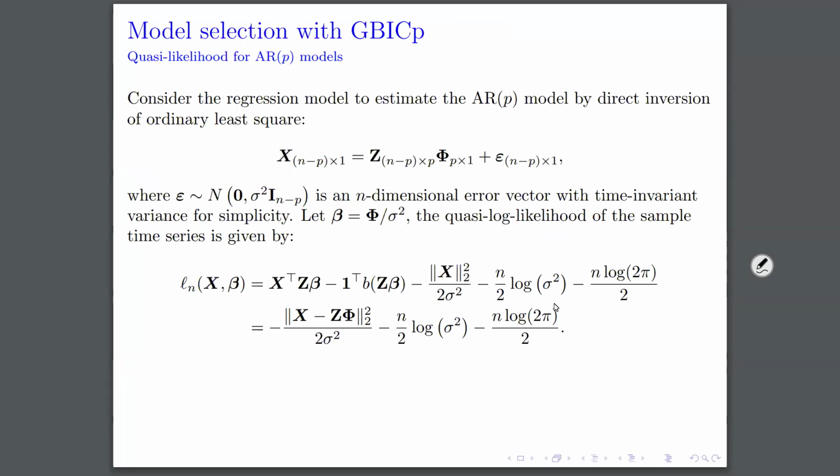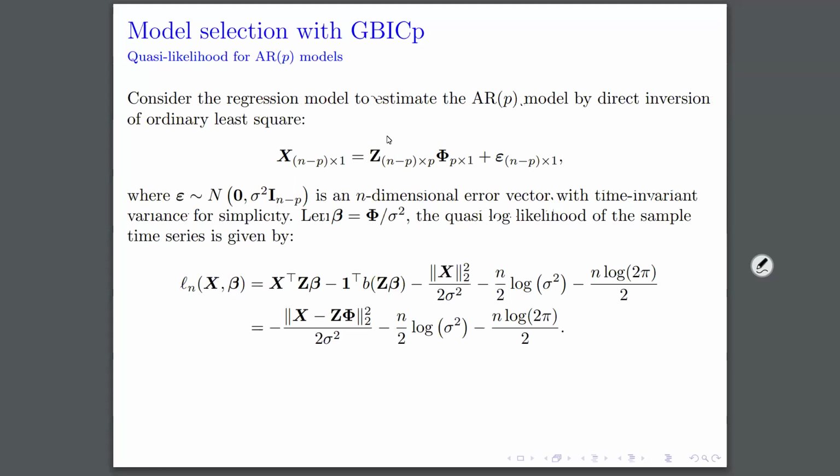So about estimating the AR coefficients, for the AR model, we look at the quasi likelihood of the AR(P) process. For simplicity, we assume the error term to have a constant variance. So the x here is the response, the original time series, and this Z is the design matrix, which for estimating the AR(P) model is usually just the lag p matrix of the original time series, and this phi here is the vector of the AR coefficients.